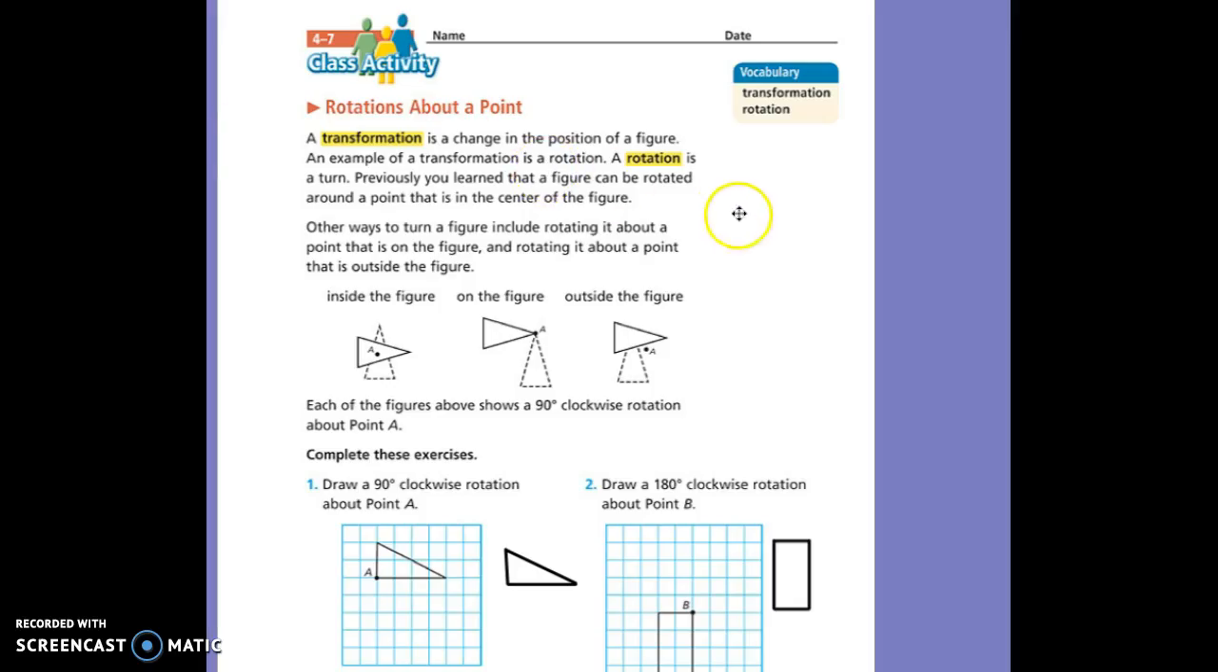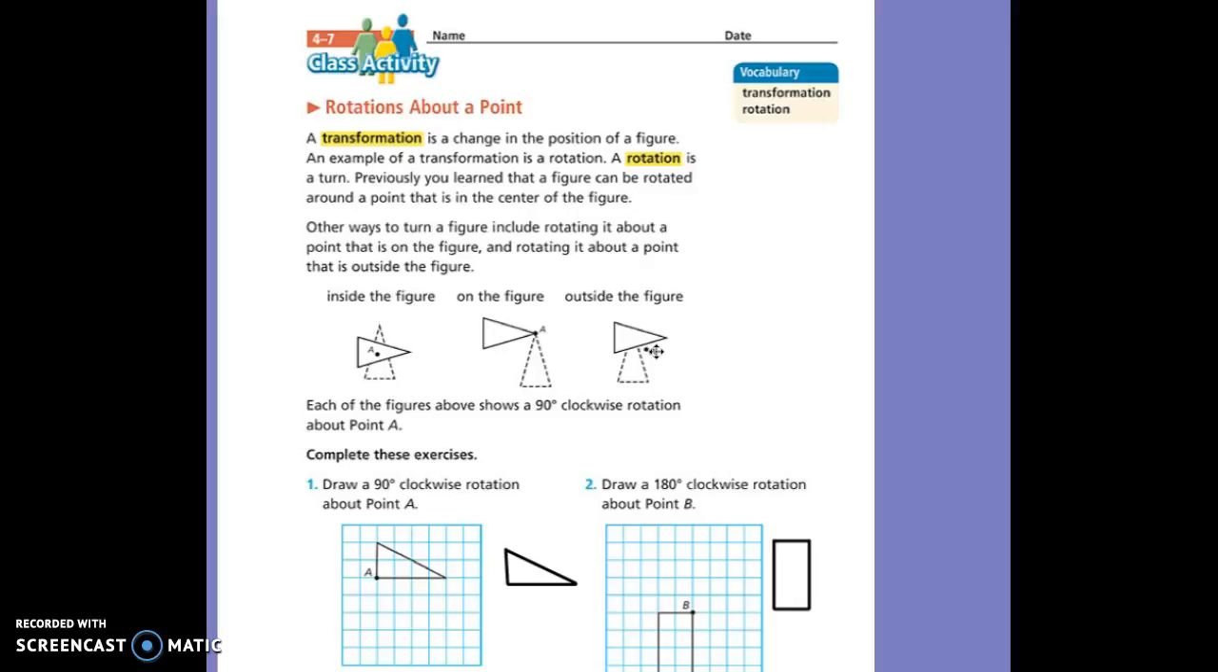First, we're going to learn about a rotation. Let's start with the definition of transformation, which is a change in the position of a figure. One of the transformations we'll be talking about is a rotation. A rotation is a turn. Previously, you learned that you could rotate something around a single point, but you can also rotate things around different points. So if you look at this image here, this one is showing a rotation around the middle point of the object. This is showing a rotation around a point at the top of the object, and this is actually showing a rotation around a point that's outside of the figure.